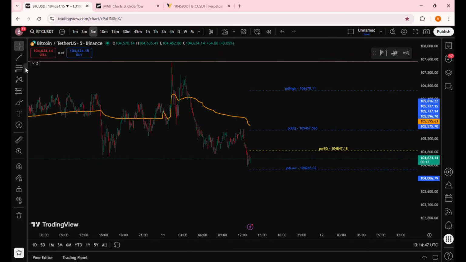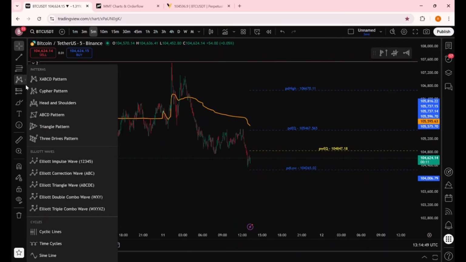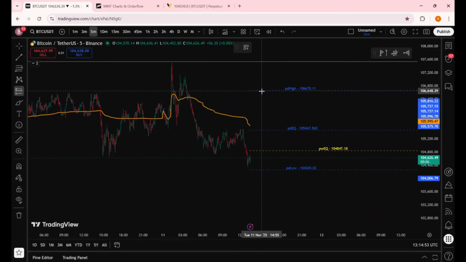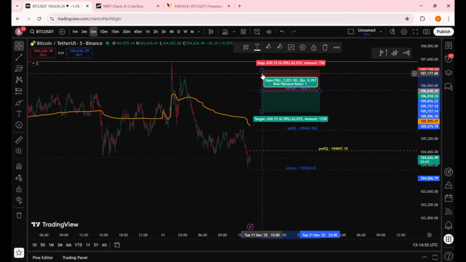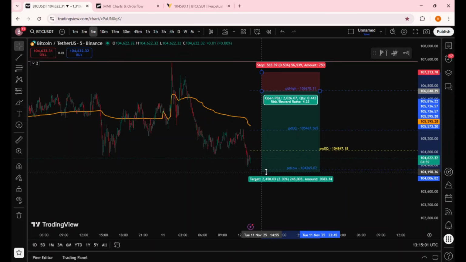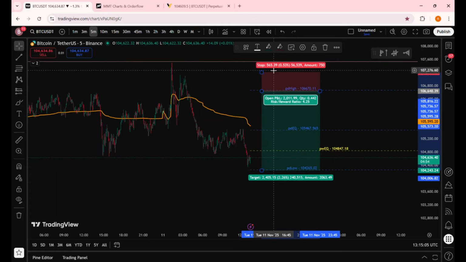So, for example, if I was going to take a short at PD high, I would easily use a 0.5% stop loss, and I'm going to be targeting PD low. Simple as that. So for a 1 Bitcoin position size, you're risking $565 to make 2,400.